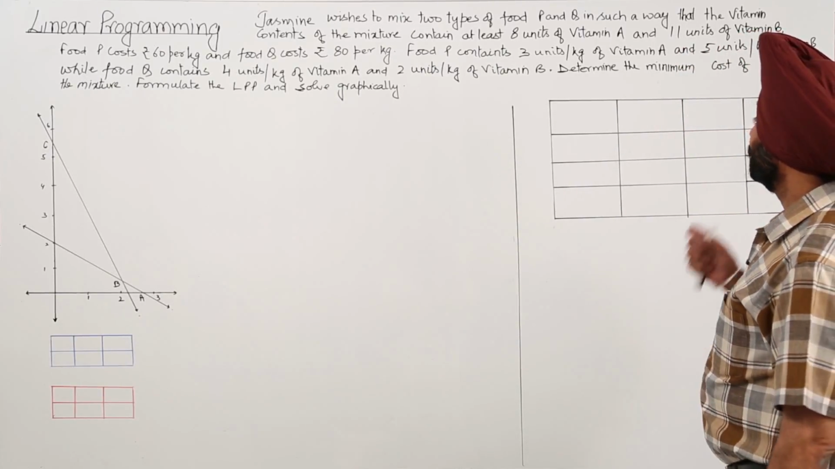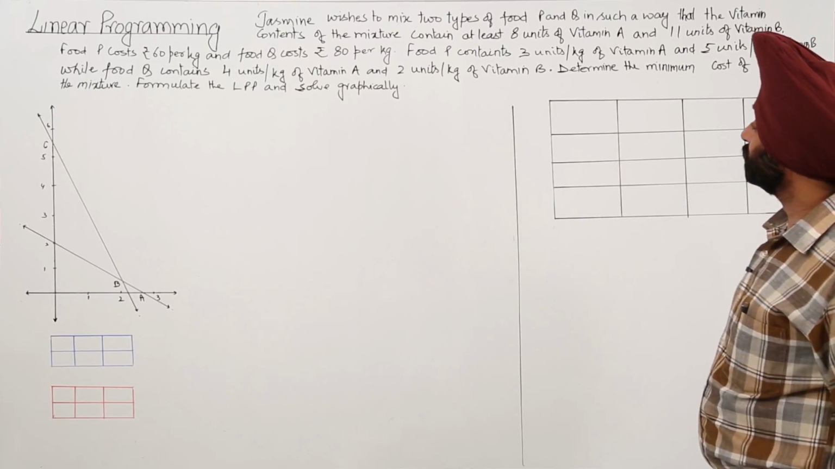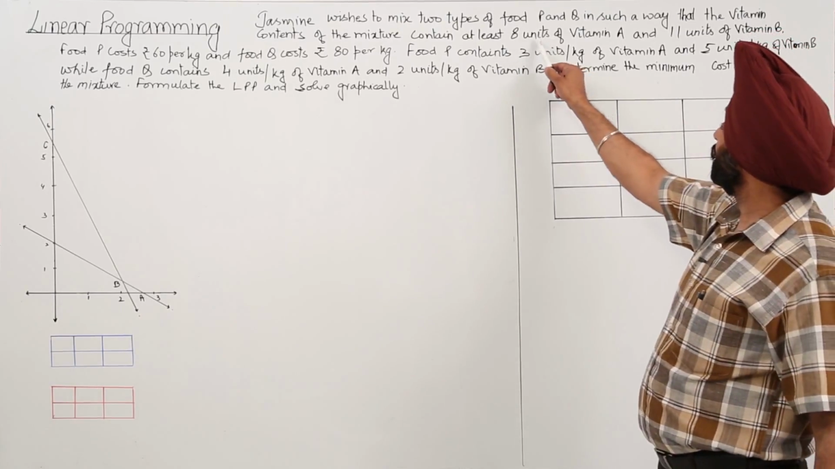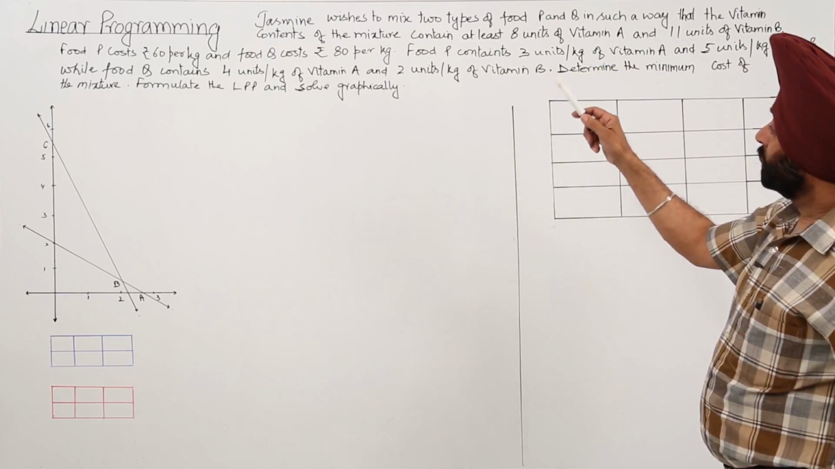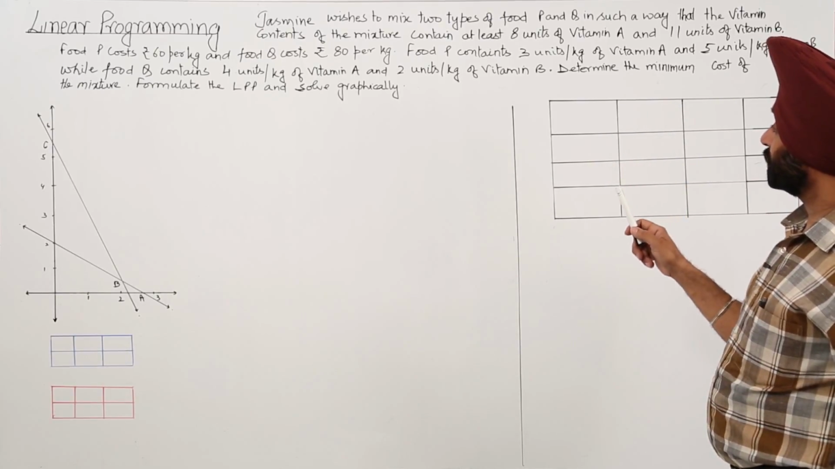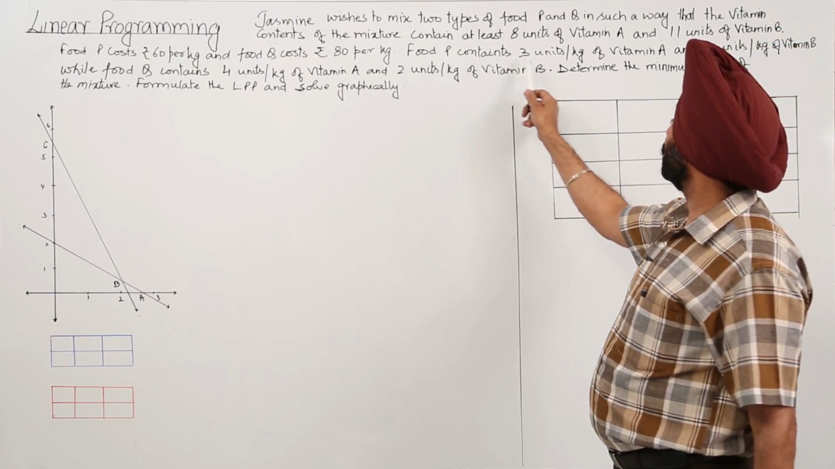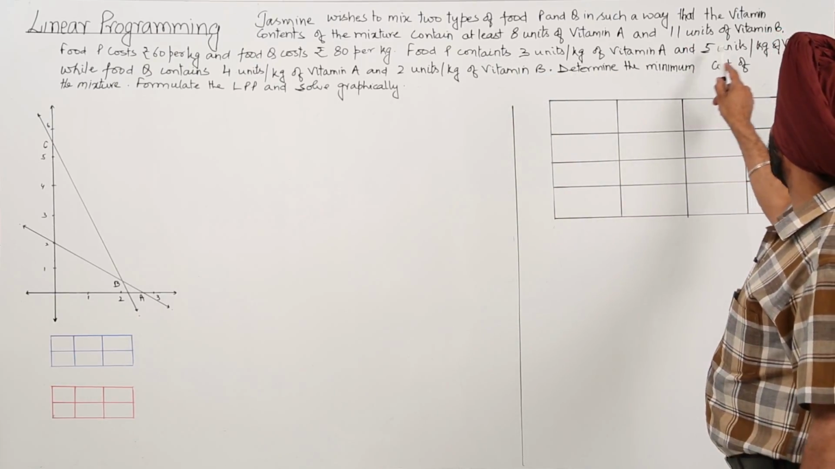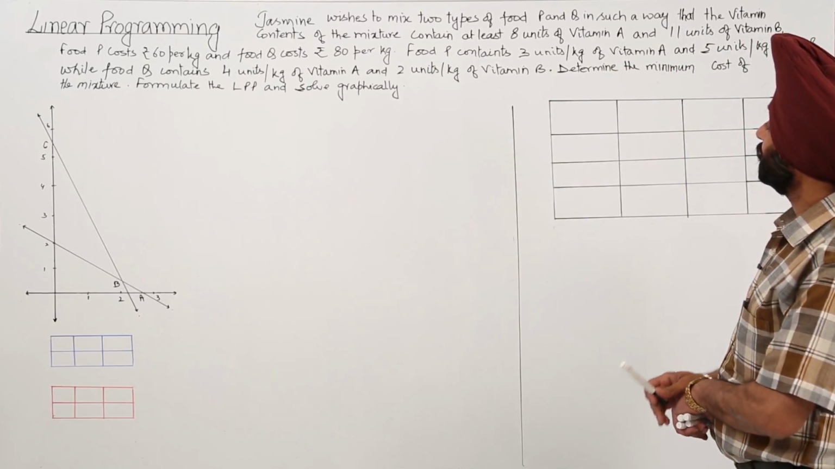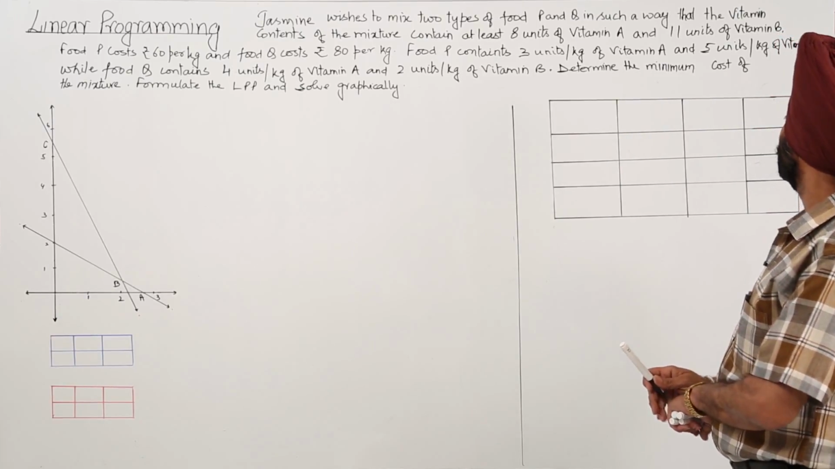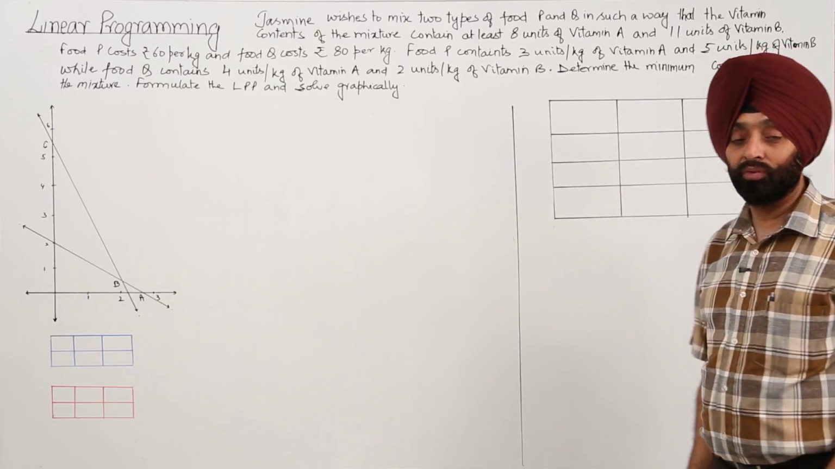Now the question is, Jasmine wishes to mix two types of foods P and Q in such a way that the mixture contains at least 8 units of vitamin A and 11 units of vitamin B. First thing. Now food P costs rupees 60 per kilogram and food Q costs rupees 80 per kilogram. Second thing. Now food P contains 3 units per kilogram of vitamin A and 5 units per kilogram of vitamin B, while food Q contains 4 units per kilogram of vitamin A and 2 units per kilogram of vitamin B. Determine the minimum cost of the mixture, formulate the LPP and solve it graphically.